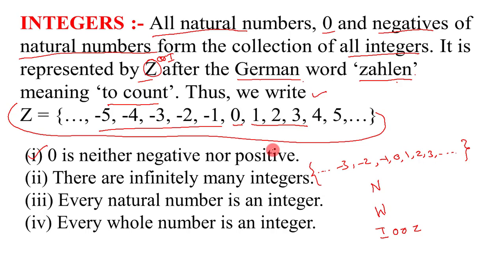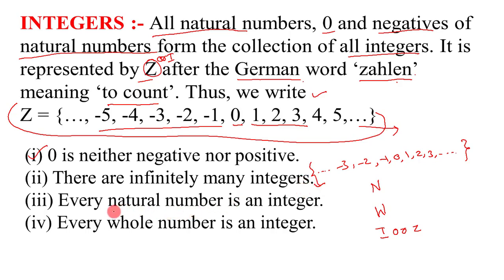There is no charge for it. That means there is no positive. We cannot consider it as a positive number, and we cannot consider it as a negative number. And there are infinitely many integers. If you observe the dots, by these dots you should understand that there are infinitely many numbers in this set.